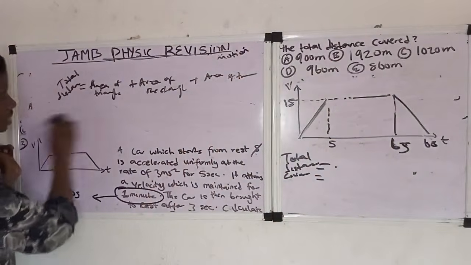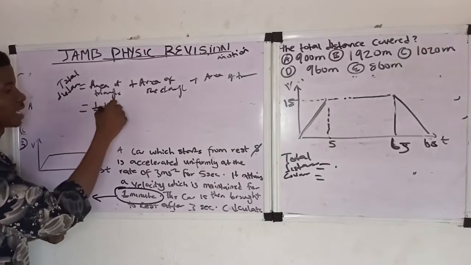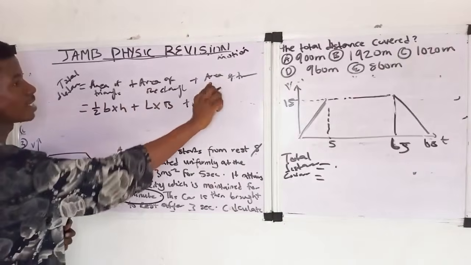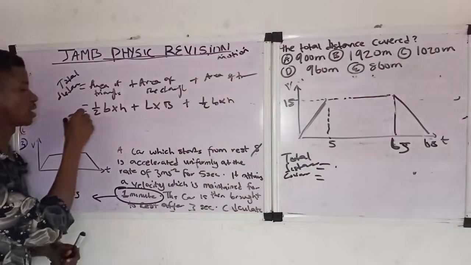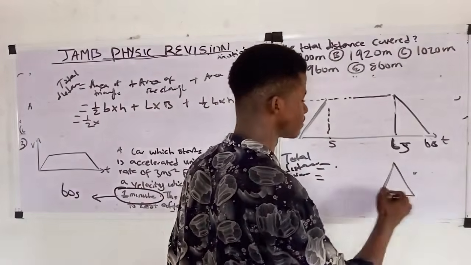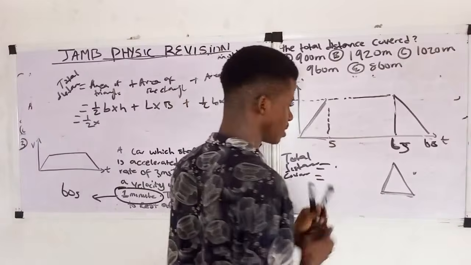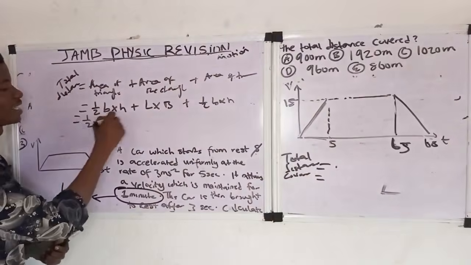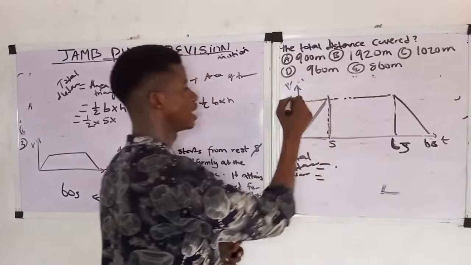Now what is the area of a triangle generally? The area of a triangle is half base times height, whereas the area of a rectangle is length times breadth. Then plus the area of a triangle, half base times height. Now remember, this is a triangle: this is the apex, this is the base. The base of this triangle is 5. Then times the height, from here to here. The height is 15.